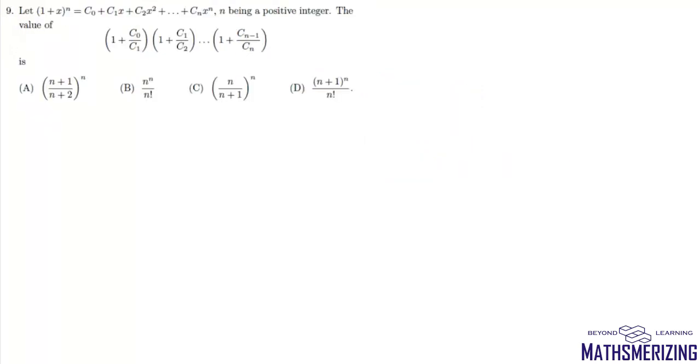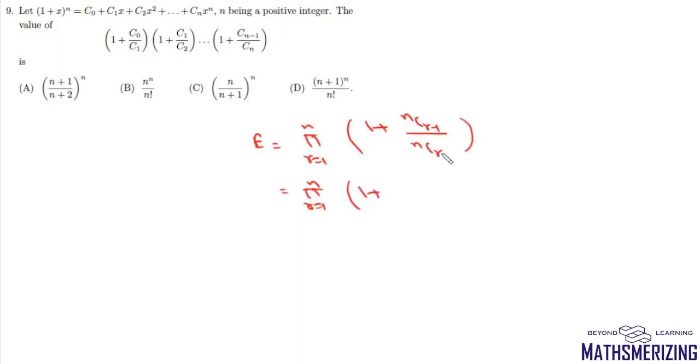Now question number 9 is: let (1 plus x) to the power n equals C0 plus C1 x plus C2 x square plus ... plus Cn x to the power n, where n is a positive integer. Then we need to find the value of (1 plus C0 upon C1)(1 plus C1 upon C2)...(1 plus Cn minus 1 upon Cn). So we can write this expression as this product, (1 plus nC(r minus 1) upon nCr), where the value of r varies from 1 to n.